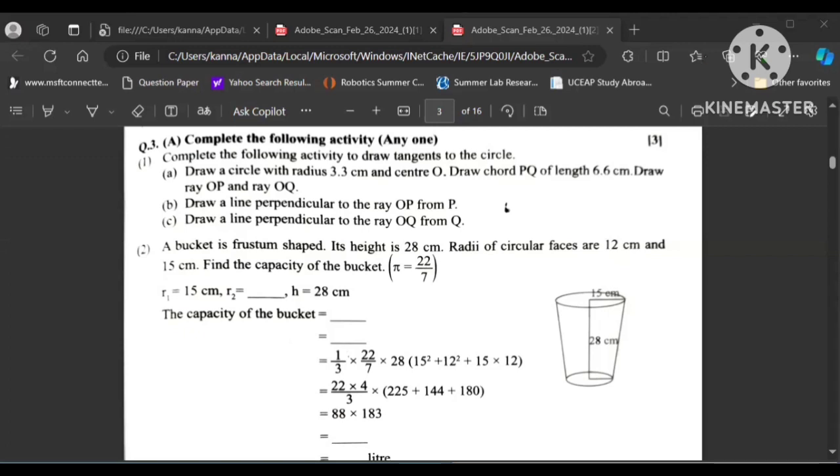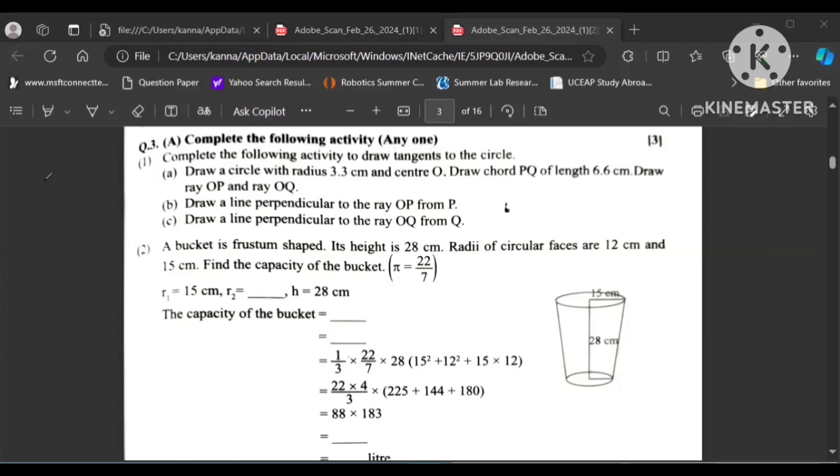Now first activity, when you look at it, children, first activity is very simple. It says, complete the following activity to draw tangents to a circle. Plural word is tangents. मतलब एक से ज्यादा tangents, हमेशा ध्यान देने का. Draw tangent to the circle singular है, तो draw tangents बोलेगा तो एक से ज्यादा.